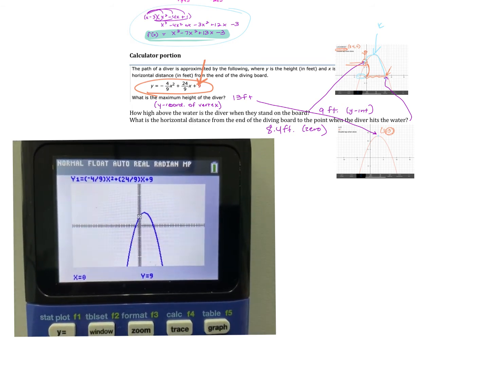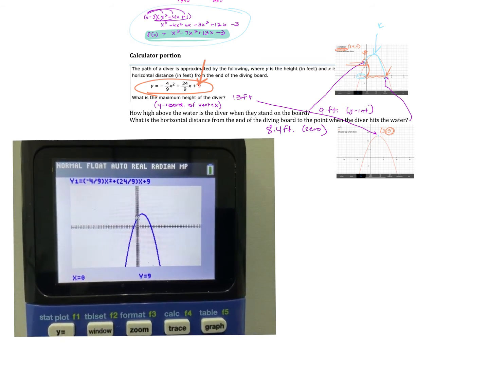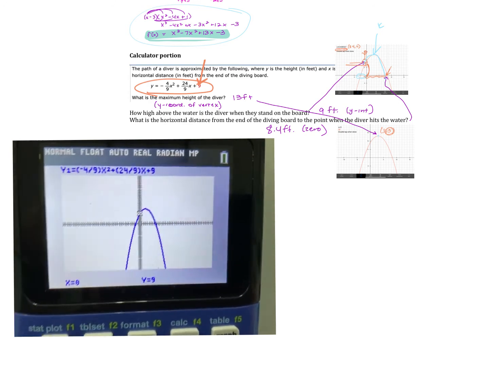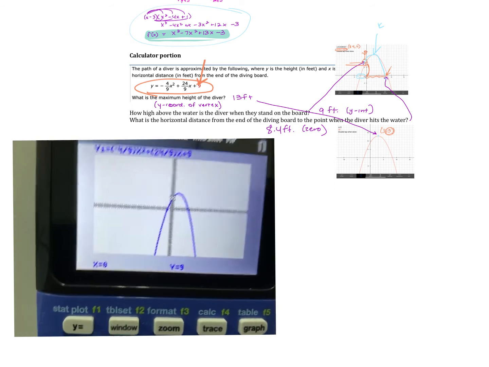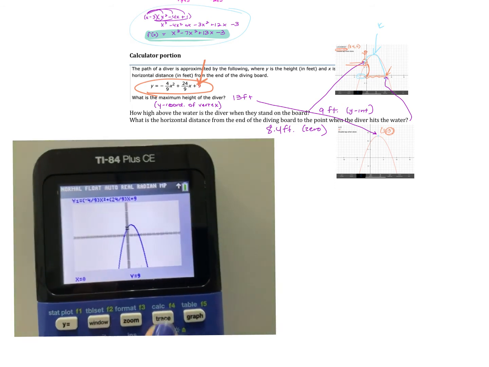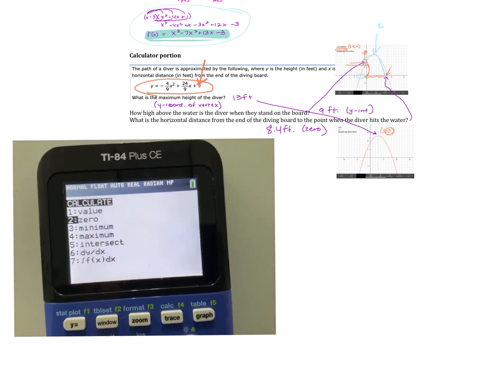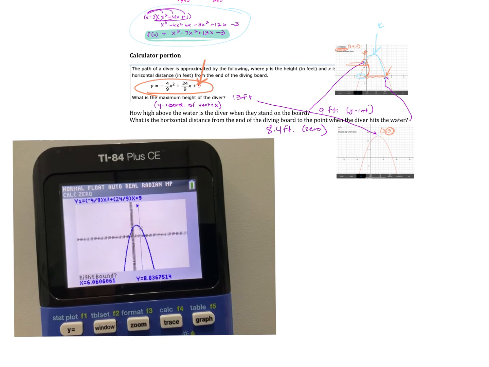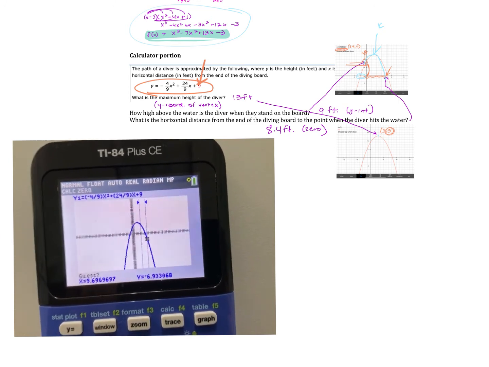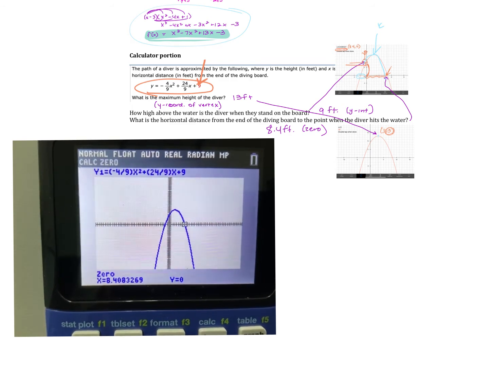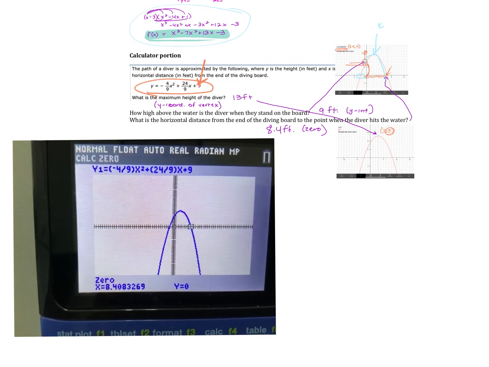Then it says, what's the horizontal distance from the end of the diving board to the point when the diver hits the water? So if the y-axis is the end of the diving board and it hits the water when it literally crosses through, right, because that's your water level, I'm looking for a 0. So second trace, I want the 0. I would go to the right, go past it, hit enter again, and my 0 is 8.40. So that time it didn't even give it to me in scientific notation, it gave me exact.